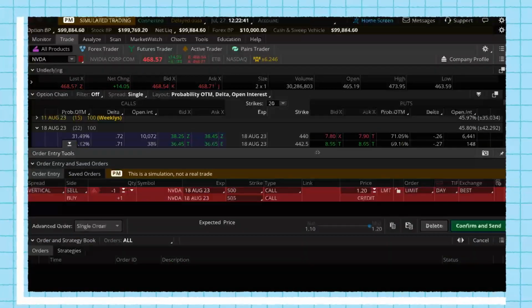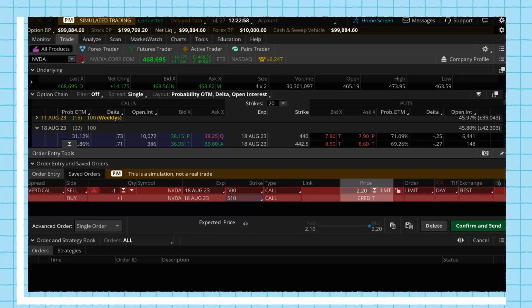The order ticket showed that I was selling the 500-510 spread for a net credit of $2.20 or $220. If the stock was to skyrocket above 510, I could have lost $780, not accounting for the commissions and fees. That meant that I was risking more than I could potentially make. So it was important that there was a high probability that the stock would stay below the strike price I chose. I sent the trade.